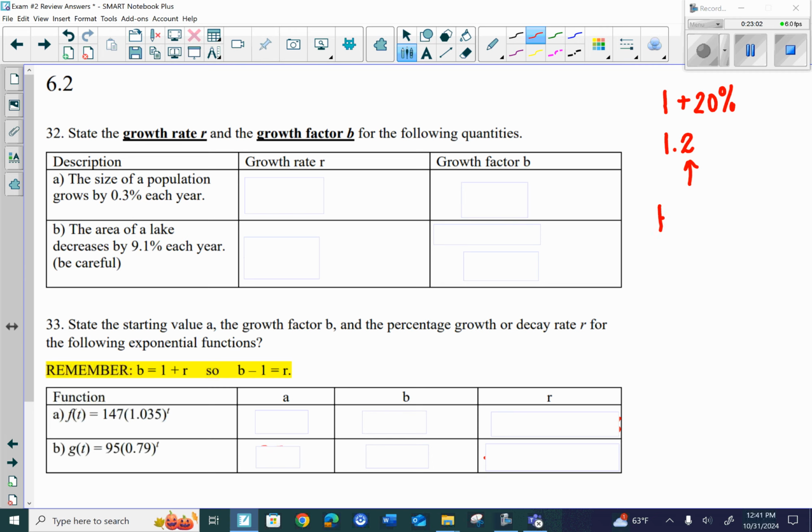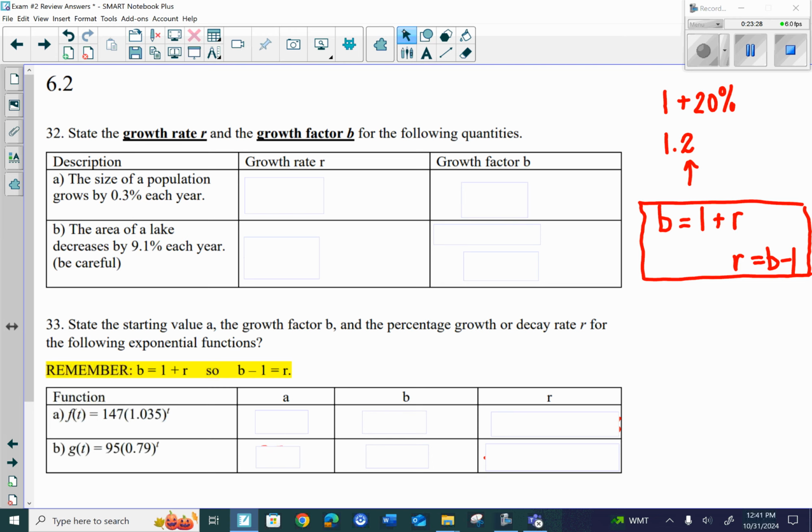So we define the growth factor to be 1 plus the growth rate. Likewise, we could solve for r by subtracting 1 from both sides and say r is equal to b minus 1. So those are expressions that you should be familiar with, the difference between the growth factor and the growth rate. We kind of separate those from one another.